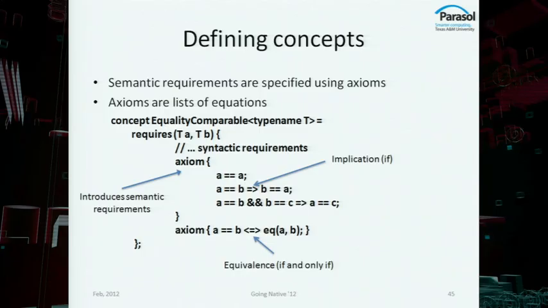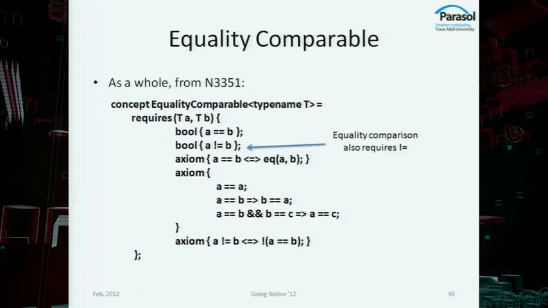Oh yeah, we've also introduced a couple new operators here: the implication operator for the symmetry requirement, and the equivalence operator, if and only if. The equivalence operator is a change from some set of proposals from C++0x by Gabriel Dos Reis. This was known as behavioral equivalence then. We have it as if and only if for the time being. I think we might be going back to behavioral equivalence in the near future. Okay, so the entire equality comparable concept looks like this when you put it all together.